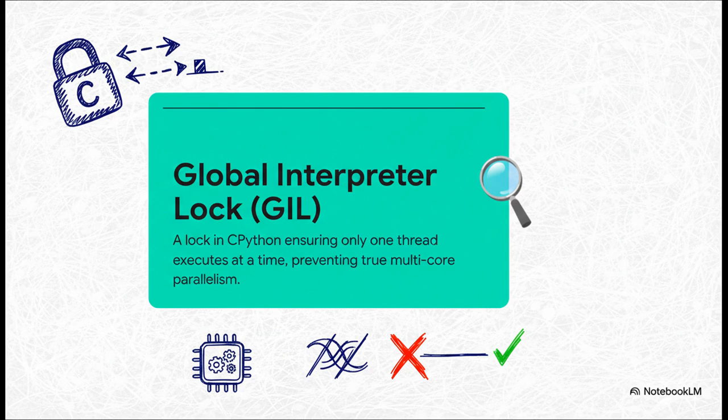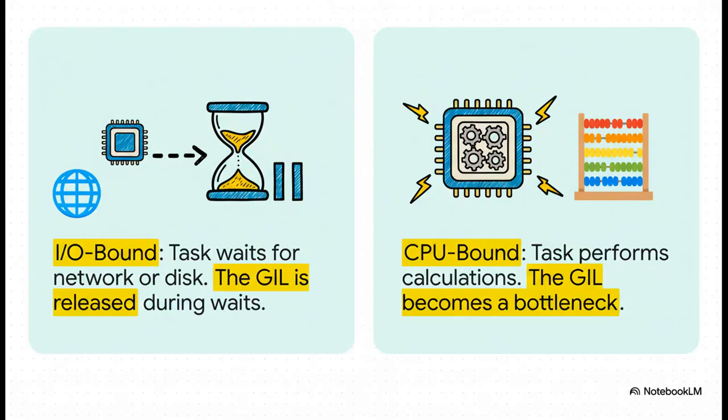It was originally designed to make memory management way simpler and safer, but it creates this massive bottleneck for certain kinds of work. And the impact of the GIL completely depends on what your code is actually doing. For what we call I/O-bound tasks, think waiting for a website to respond or a file to load from a slow disk, the GIL actually gets released during that wait time, which lets another thread take over. But for CPU-bound tasks, we're talking heavy-duty math, intense calculations, the GIL becomes a brick wall. It just stops true parallelism in its tracks.